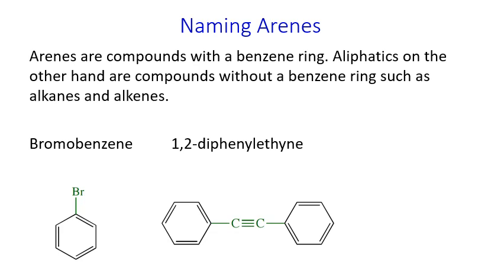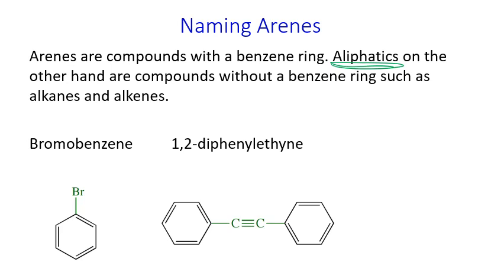And in terms of naming arenes, arenes are compounds with a benzene ring to start off with. Aliphatics, that's a term we've not used yet, but aliphatics are basically non-resonance species. So that's your CH3, your alkanes, your alkenes, your alkynes. So basically things that haven't got benzene rings. So for arenes, they're called benzene.